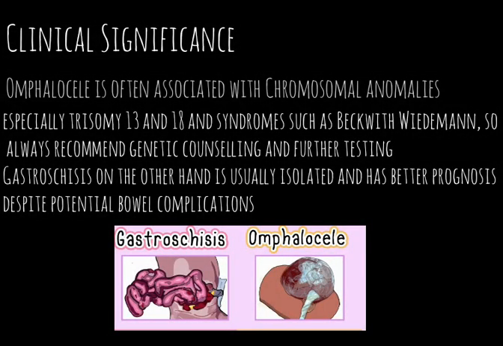Here's where it gets clinically significant. Omphalocele is often associated with chromosomal anomalies, especially trisomy 13 and 18, and syndromes like Beckwith-Wiedemann syndrome. So always recommend genetic counseling and further testing. Gastroschisis, on the other hand, is usually isolated and has better prognosis despite potential bowel complications.